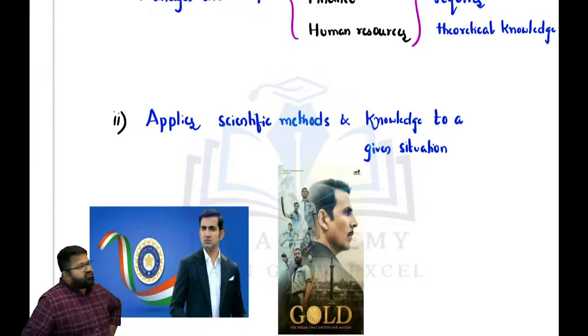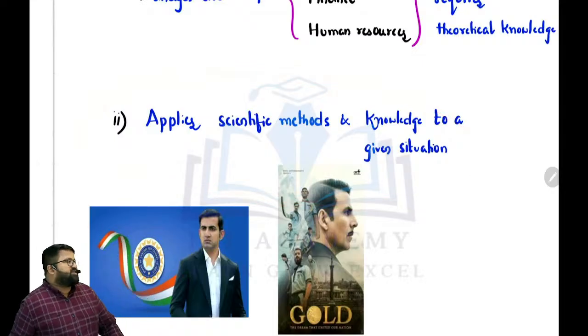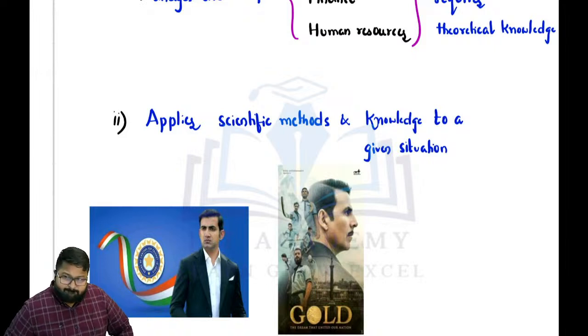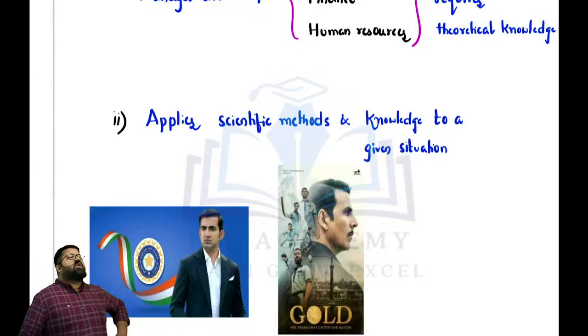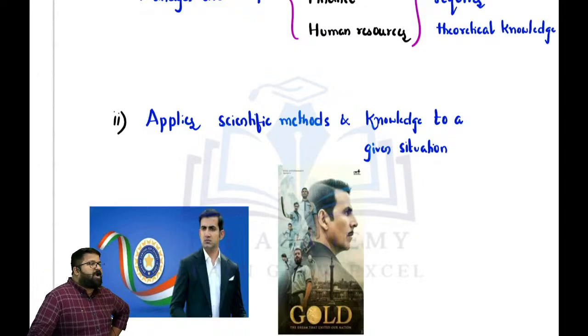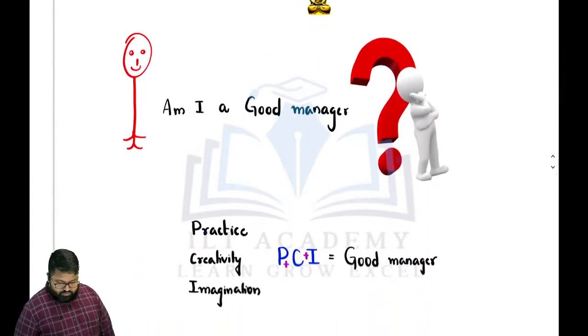Sir, if you are going fast, I'll go at a slow pace. If no issues, we can proceed. Go with the second one, ma. Applies scientific methods and knowledge to a given situation. As we are applying the knowledge and all, basically it is a part of art. So this is the art property of management. Is it done with the second point, ma? Done by everyone?